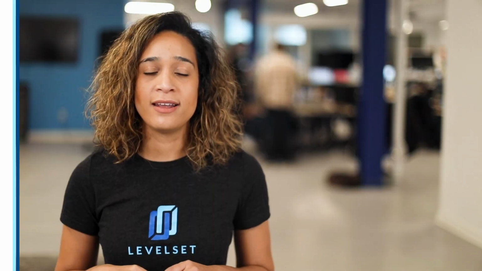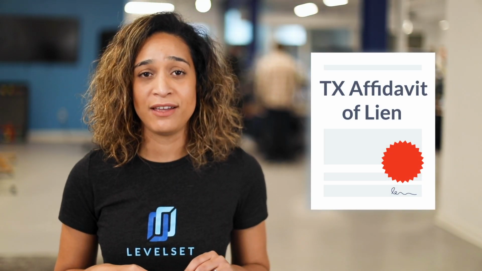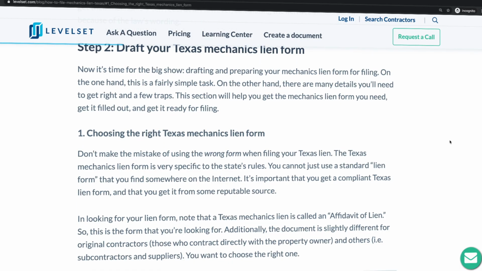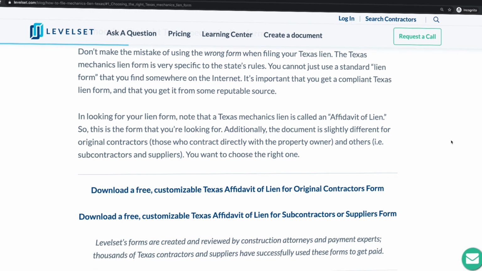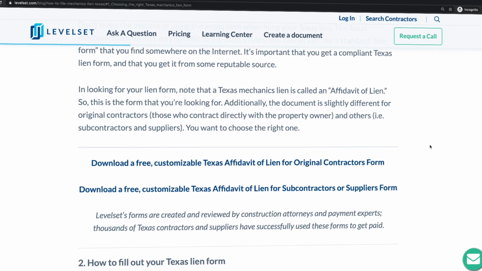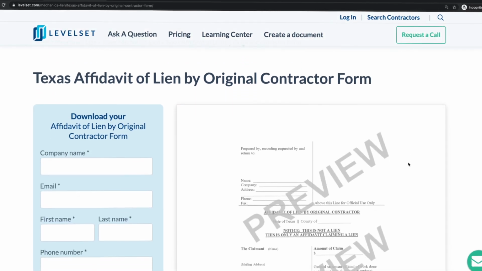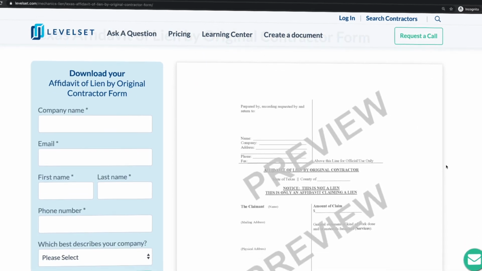Assuming you've met all the requirements and are eligible, it's time to draft your Texas Mechanics Lien form. A Texas Mechanics Lien is called an Affidavit of Lien. And there are 2 different forms depending on if you're a direct contractor or any other project participant. Whether you are an original contractor, a subcontractor, or a supplier, you can get a free customizable Texas lien form for your specific role on Levelset.com.